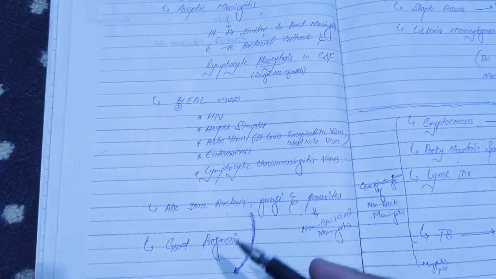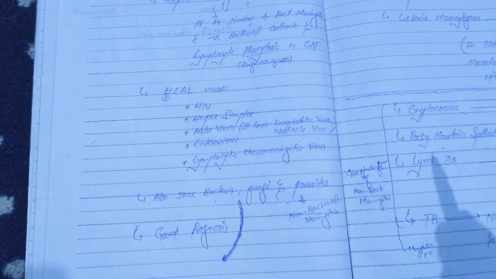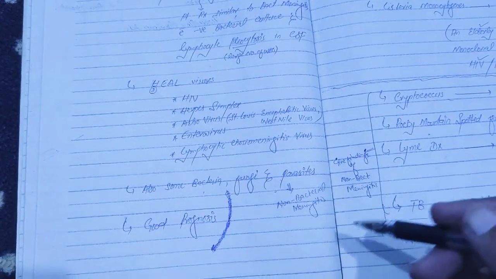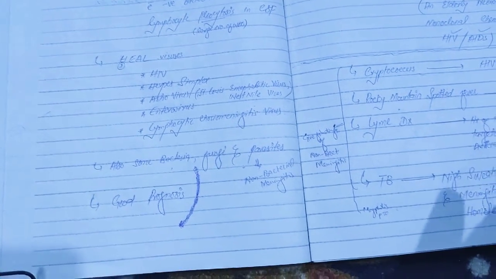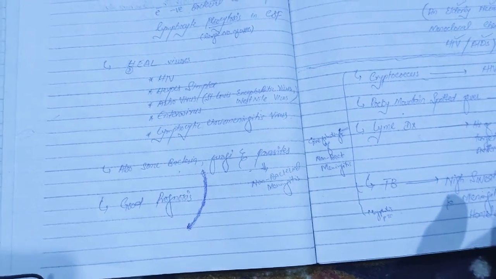Viruses cause it. Moreover, some bacteria, fungi, and parasites can also cause it. So there is Cryptococcus, Rocky Mountain spotted fever, Lyme disease, TB, and syphilis. So these are the important things to remember.